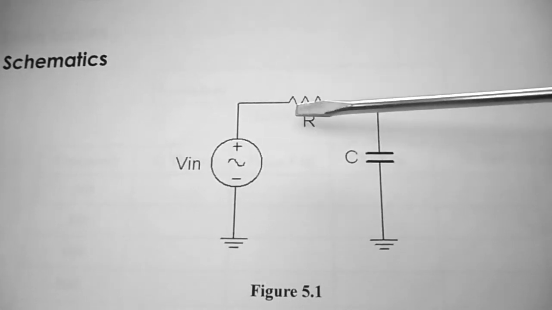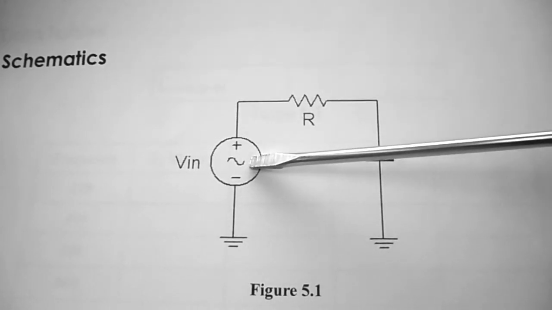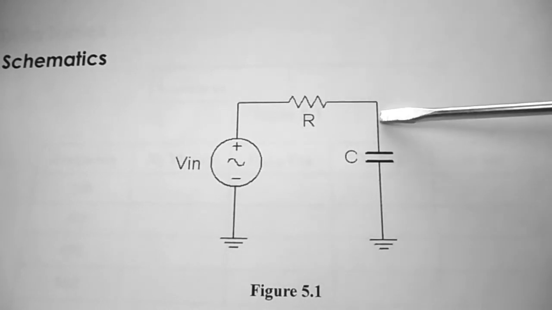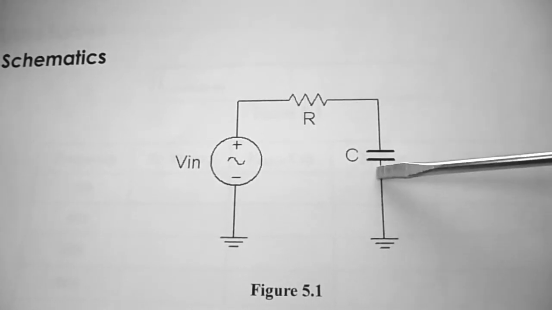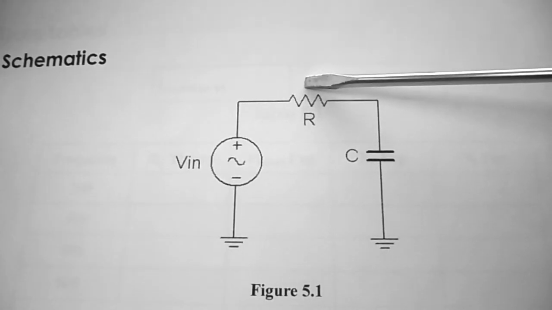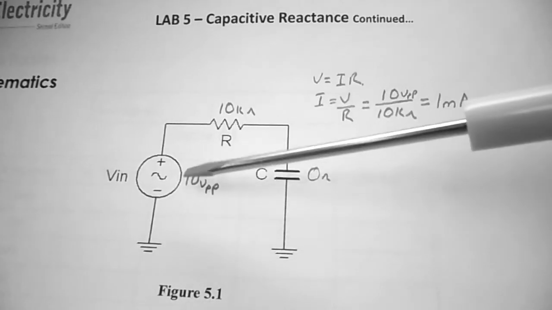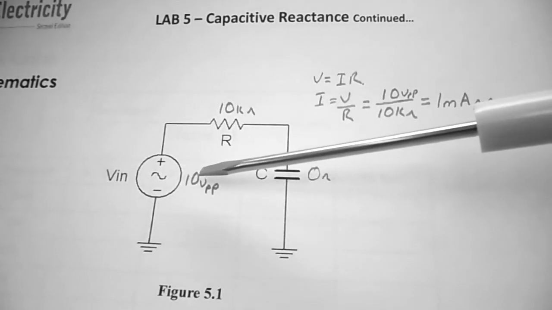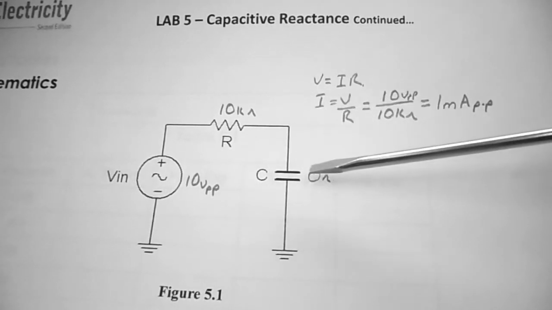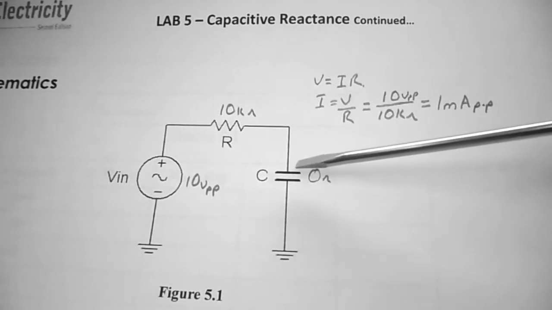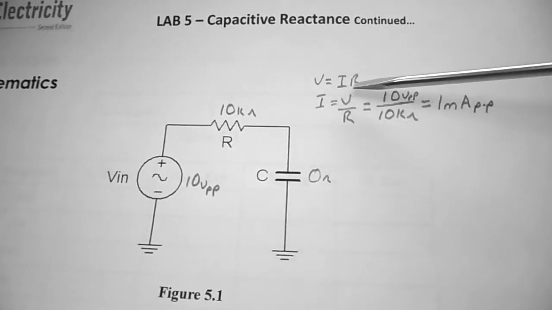So all we're going to be doing on our circuit is putting in our 10K resistor. This will be 10 volts peak to peak, and we'll assume that this is going to be a short circuit or very, very low resistance. So then V equals IR, so I equals V over R. Using figure 5.1, we're going to set our power supply to 10 volts peak to peak. We're going to have a 10k ohm resistor, and we're going to assume that this capacitive reactance is going to be close to 0. So V equals IR.